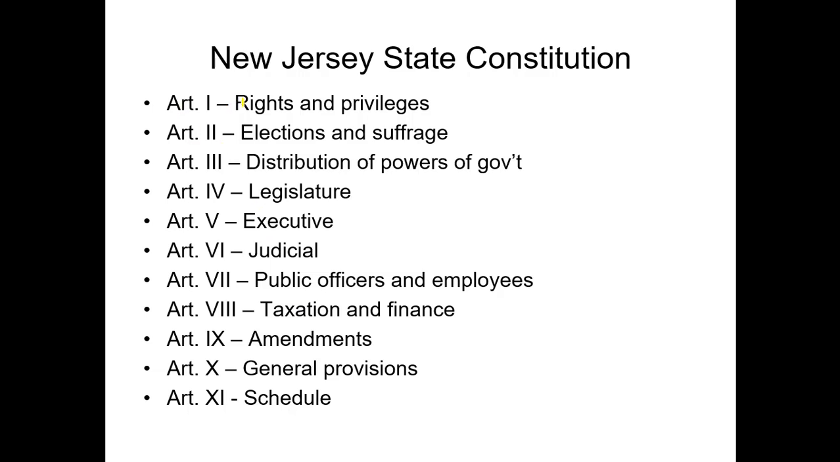But as you can see, Article 1, Article 2 is looking at elections, and Article 3 is how the powers are distributed. These are the articles that are breaking down the three branches of government. Article 7 here, obviously has to go into more detail than what you would see in the federal constitution as far as public officers and employment. This article here is looking at taxation and finance. So there you can see the breakdown of the New Jersey State Constitution, which kind of followed the model state constitution somewhat.